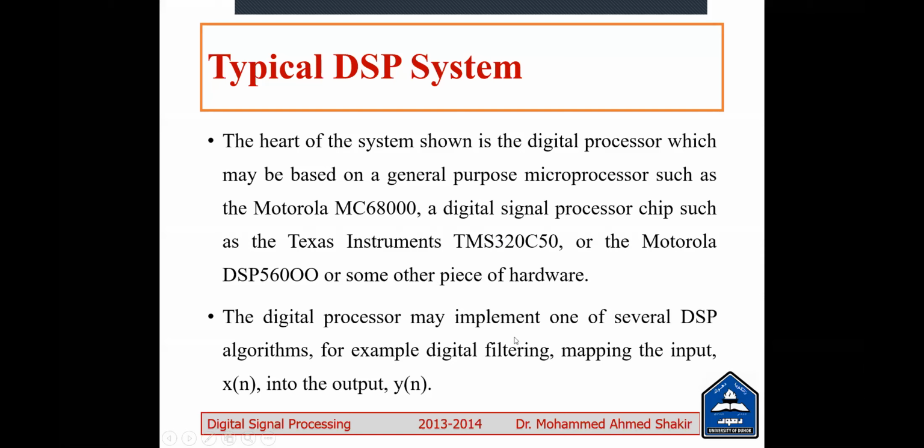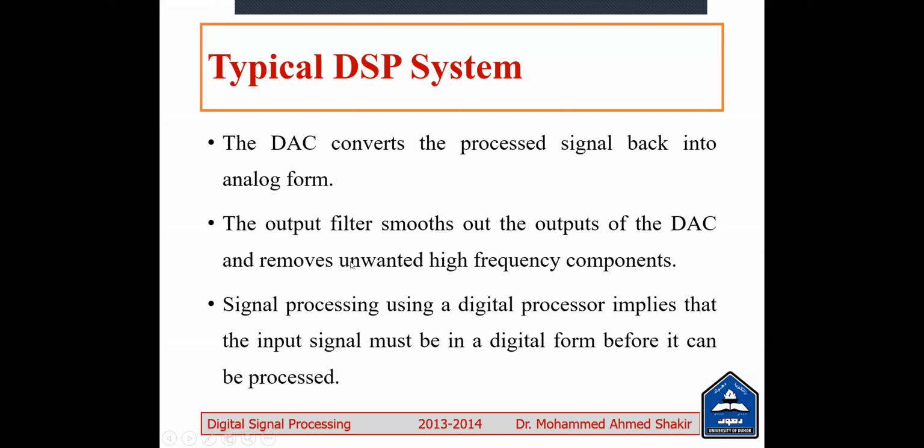The digital processor may implement one of several DSP algorithms, for example digital filtering, mapping the input x of n into the output y of n. The D2A converter converts the processed signal back into analog form. The output filter smooths out the output of the D2A converter and removes unwanted high frequency components. Of course, to understand this point, I'm going to switch the screen to the iPad screen again.